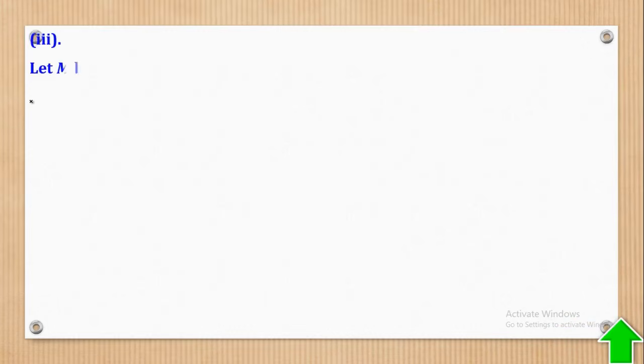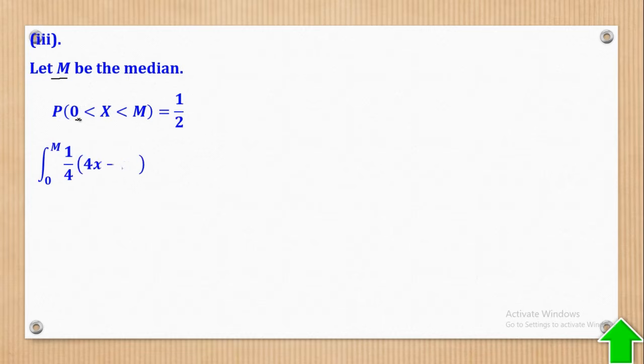So now we shall go to Roman 3. Roman 3, they wanted the median, so we shall say let m be the median. Therefore the probability from 0 to m is equal to a half. Remember 0 was the lowest limit in this given function, that is why you put it there. So we are going to integrate from 0, which is the lowest limit, to capital M, which is the median, of this f(x), and it should give you a half.